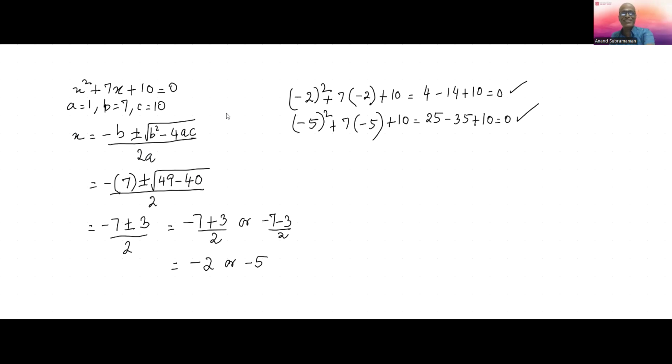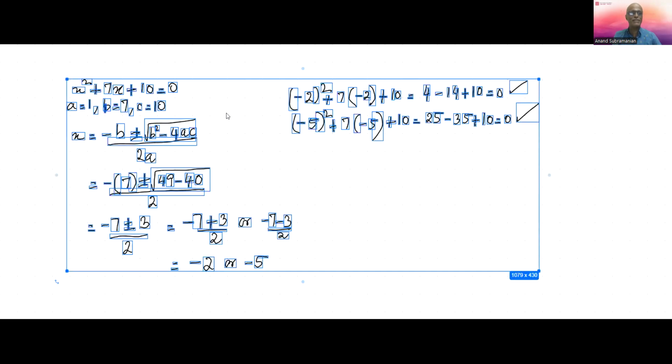Okay. So let's move to the next one. Let me solve another one. x squared minus 6x minus 16 equal to 0. So what is the value of a? a is what? 1. Give me on the chat. Okay, I can see the values there. Yes, all are correct. Very good. b is equal to negative 6 and c is equal to negative 16. Correct.